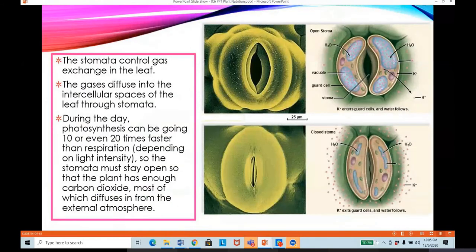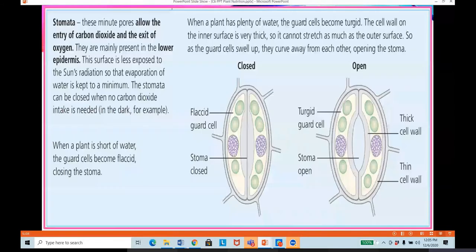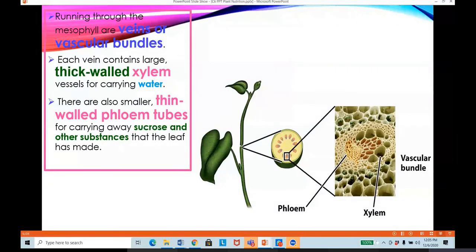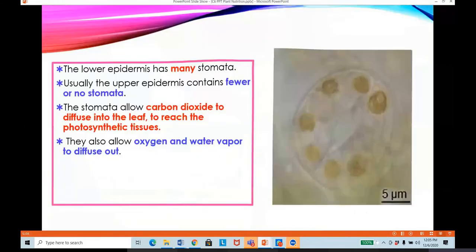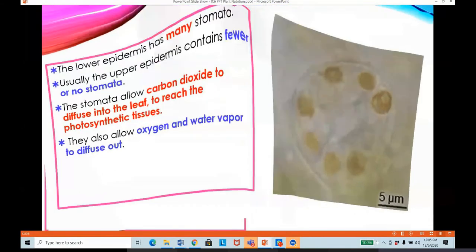So any questions so far, ladies, about the structure of the leaf or as to how the exchange of gases takes place? All clear? Yes, all clear. Thank you. No questions? No questions. Okay, thank you.